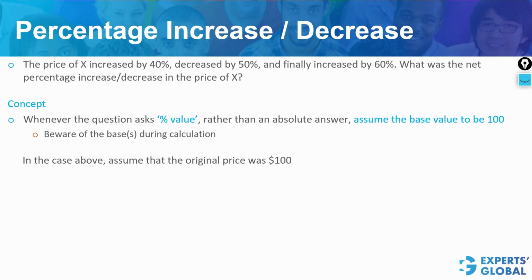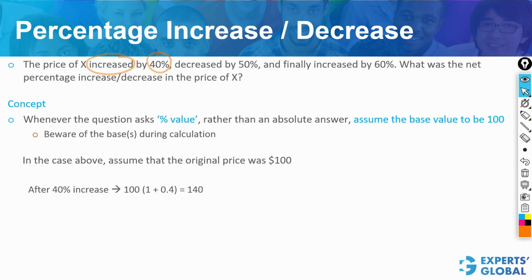So in the question here, we assume that the original price was $100. First, there is a 40% increase. So after the 40% increase, the price of $100 becomes $140. Next, there is a 50% decrease. However, this 50% decrease is on a base of 140 now. Therefore, after the 50% decrease, the value becomes 70. Please note the change in base here. It's 140 now. Initially, it was 100.